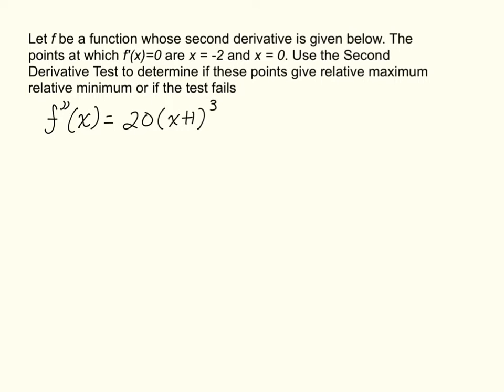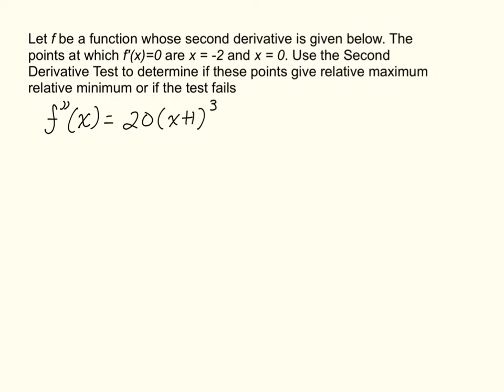Let f be a function whose second derivative is given below. The points at which the first derivative equals 0 are x equals -2 and x equals 0. Use the second derivative test to determine if these points give a relative minimum, relative maximum, or if the test fails. I like these exercises because this really gets to the heart of what this second derivative test is asking you to check.